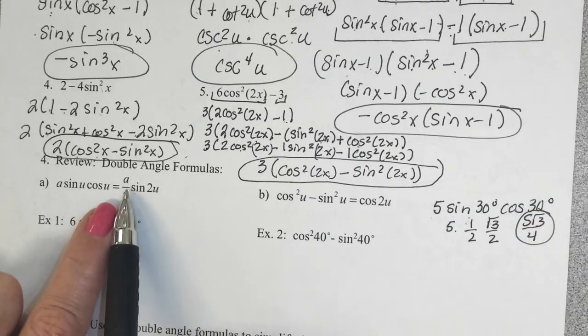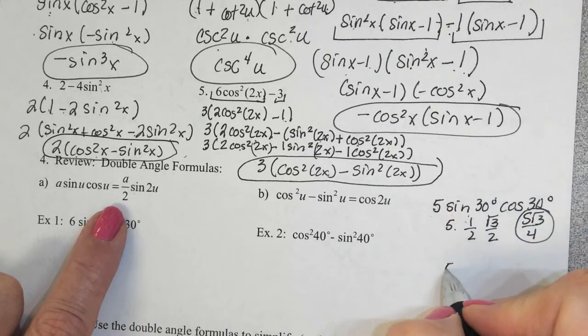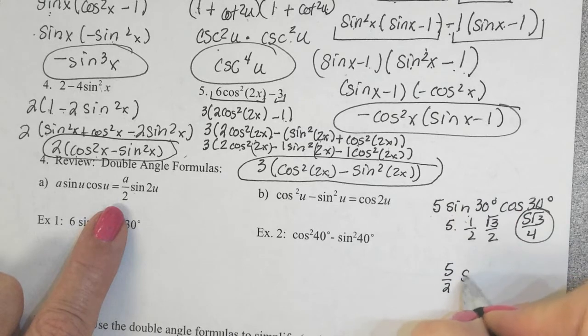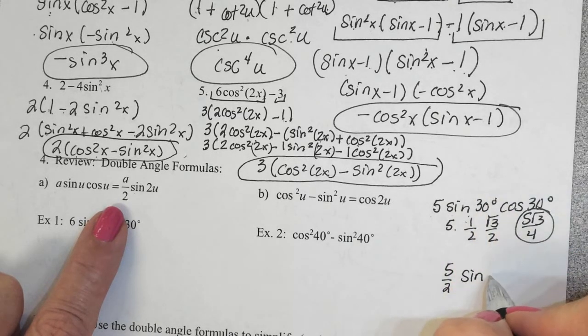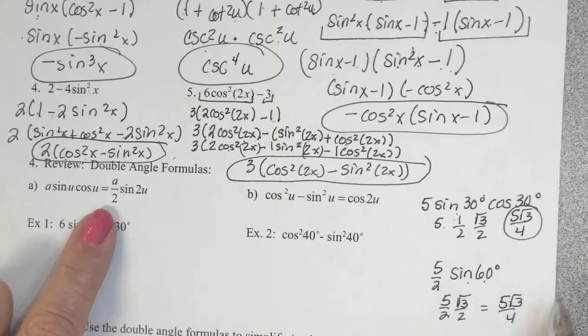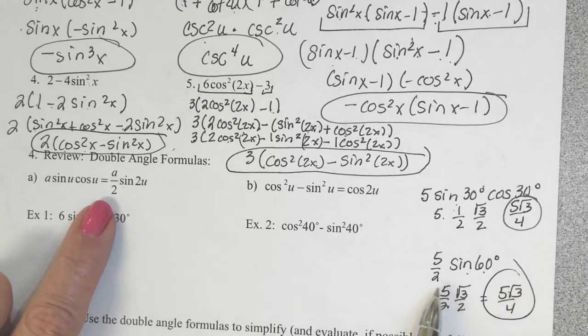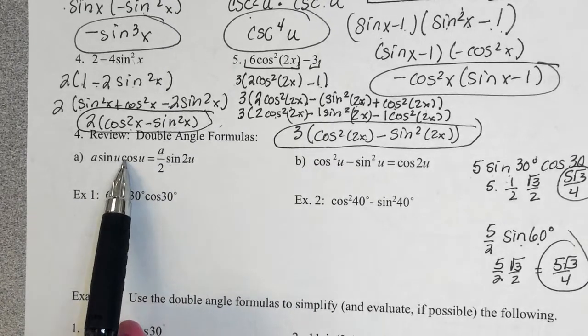But what if I had just done this? I can say that I'm going to take the 5, divide it by 2, and then just do the sine of twice the angle. My angle is 30, I'm going to double it, 60. Well, now I've got 5 halves. The sine of 60 is radical 3 over 2. 5 times radical 3 is 5 radical 3 over 4. See how I get the same answer? That's just demonstrating that this does work.